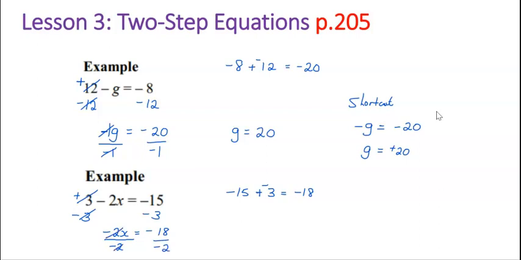canceling on the left, x is isolated. Negative 18 divided by negative 2 is a positive 9. X is equal to 9. And you can substitute that into the original equation, and you will see that you will have balance.